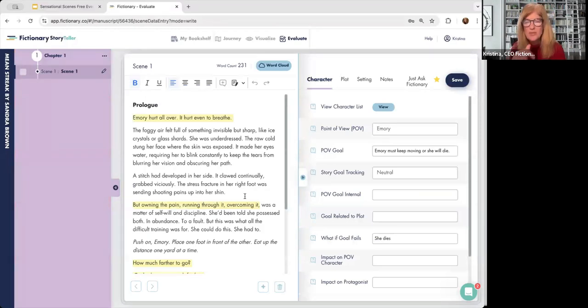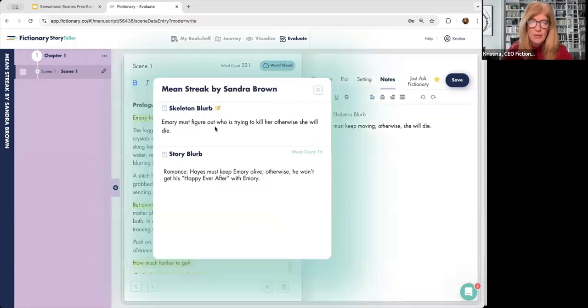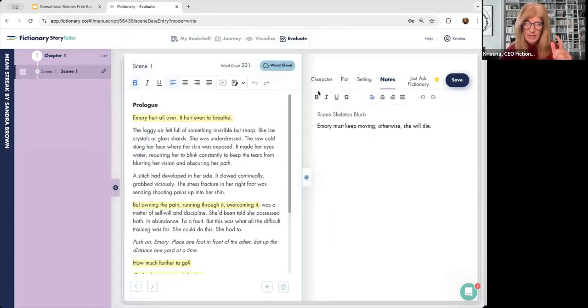And so this is the one that was a prologue. So, right. And it's an active scene. And so we look at the story blurb. Emery must figure out who's trying to kill her, otherwise she will die. You know this from reading the book description that that's what this is. And here, this is a scene where Emery is hurt. And so the scene's skeleton blurb is Emery must keep moving, otherwise she will die.